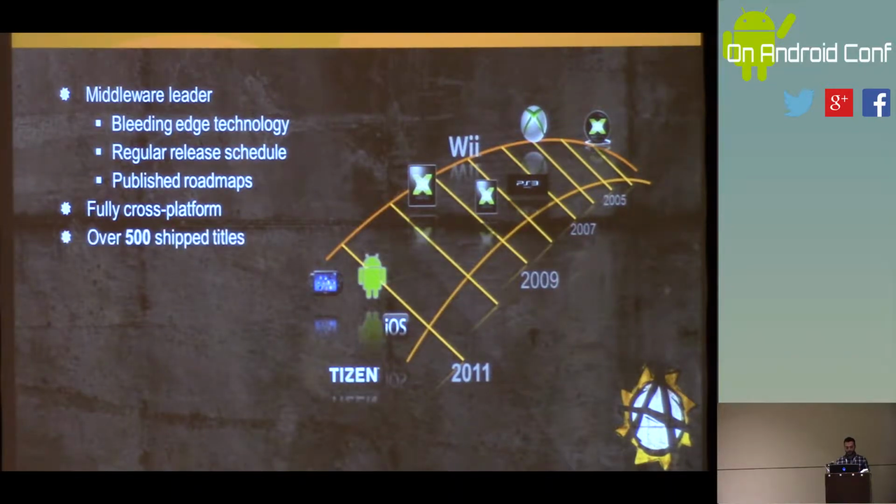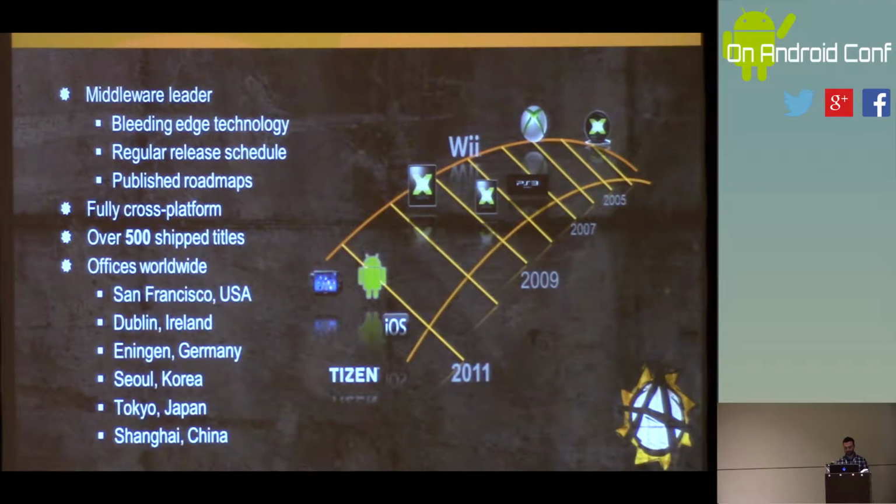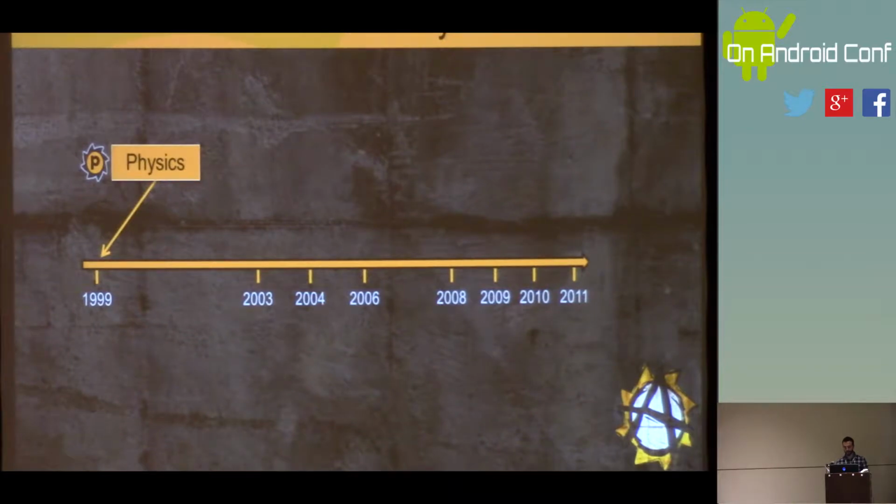So we've had games, and not just games, but products that have shipped with our tools or middleware solutions, been over 500. You might have heard of some of them. Things like Assassin's Creed and Halo and all those games. And we also have offices all over the country for support reasons. So just a quick history of who we are.